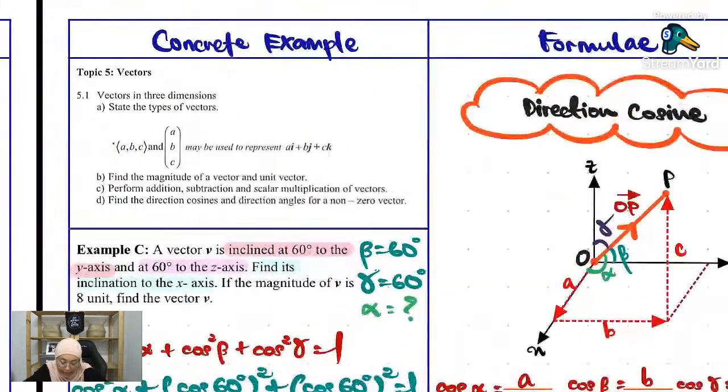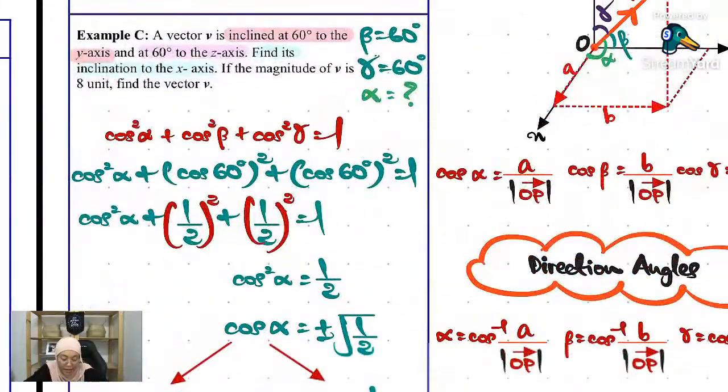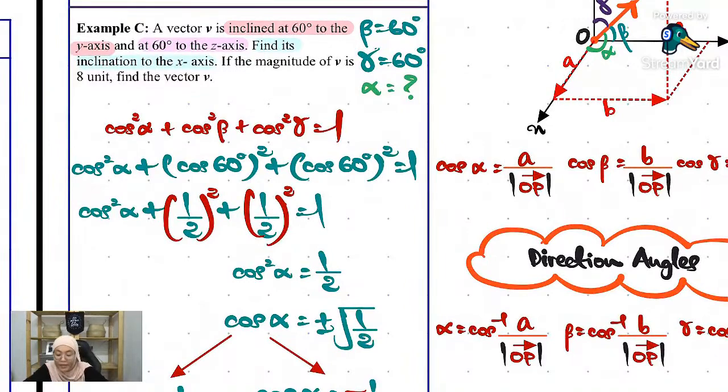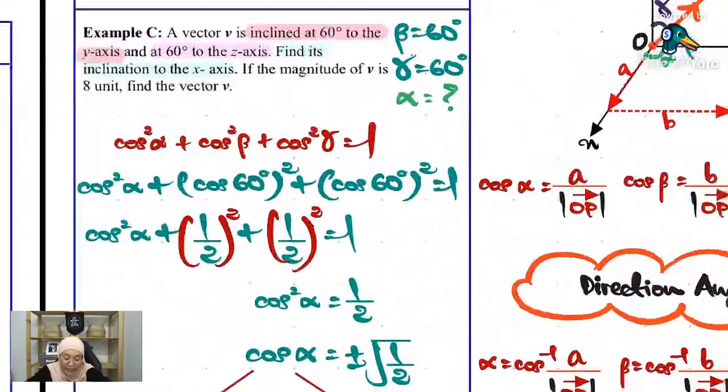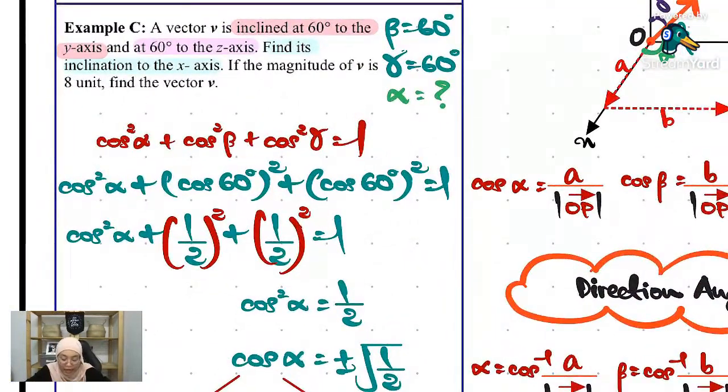That's it. And the last one is from me. This one is a bit challenging. The question is a bit long and not too direct. So we have here example C: a vector V is inclined at 60 degrees to the y-axis.